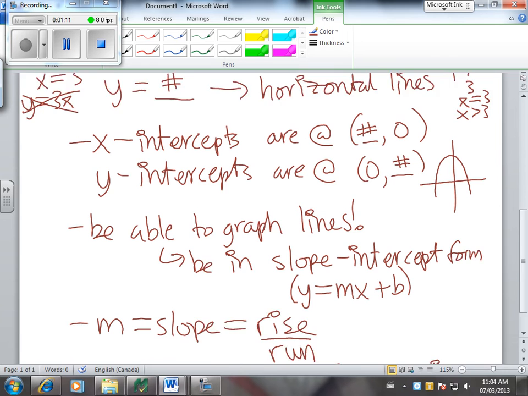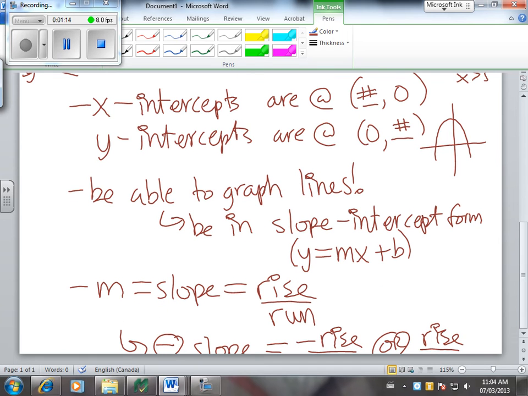If you're looking for an x-intercept, and I ask you for a coordinate of an x-intercept, it will be a number, so say here it will be 2, and then 0, because your y value should be 0 because you're along the x-axis. Likewise, if I ask you for a y-intercept, your x value will be 0, and then you'll have a number, say 4. Okay, be able to graph lines.